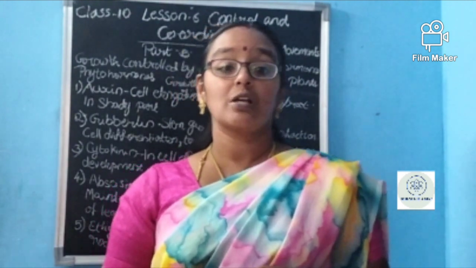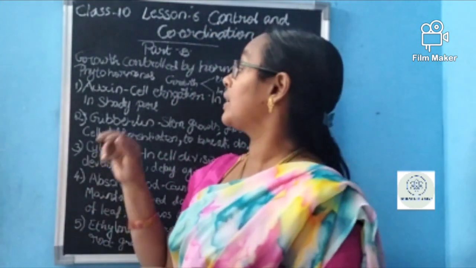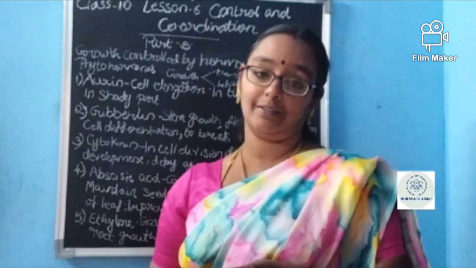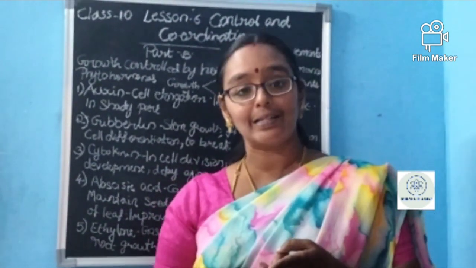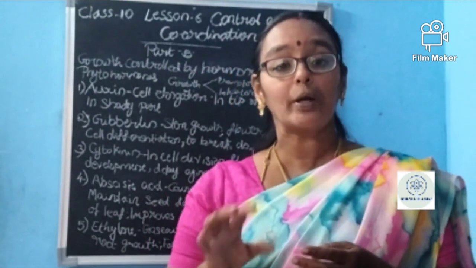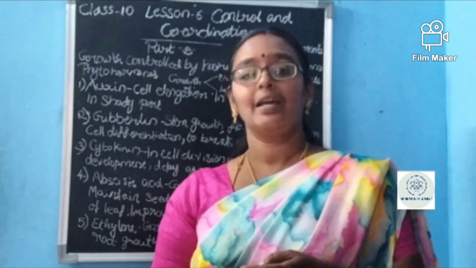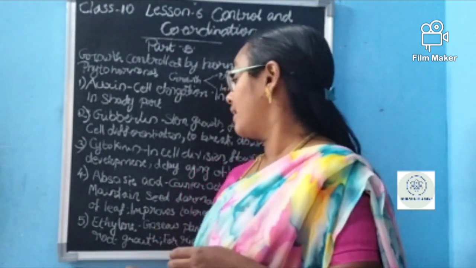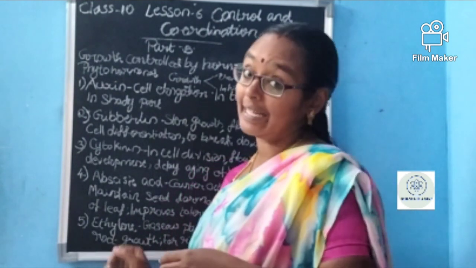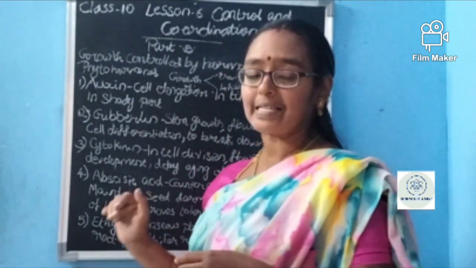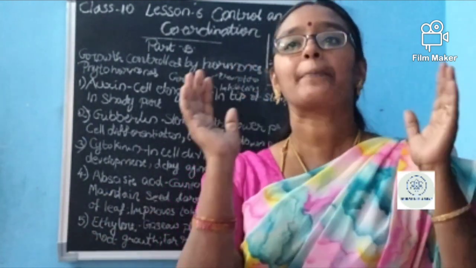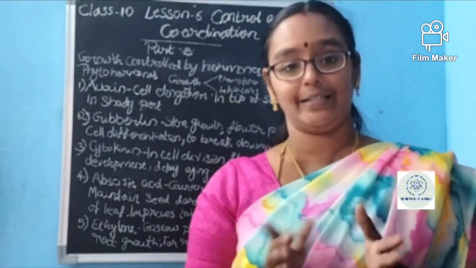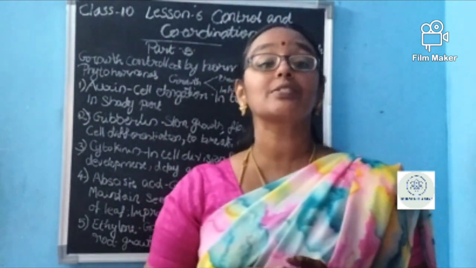Growth promoter hormones are three main hormones. First one auxin, second one gibberellin and the third one cytokinin. These are the three which promote the growth of the plant. And there are two main hormones which inhibit the growth of the plant. They are abscisic acid and ethylene. Okay, now we are moving to learn in detail. First one is auxin.